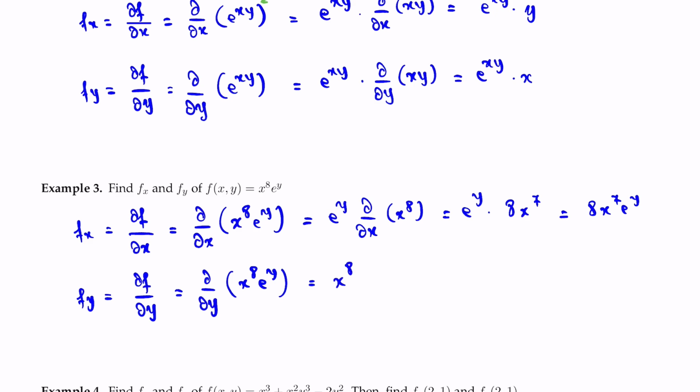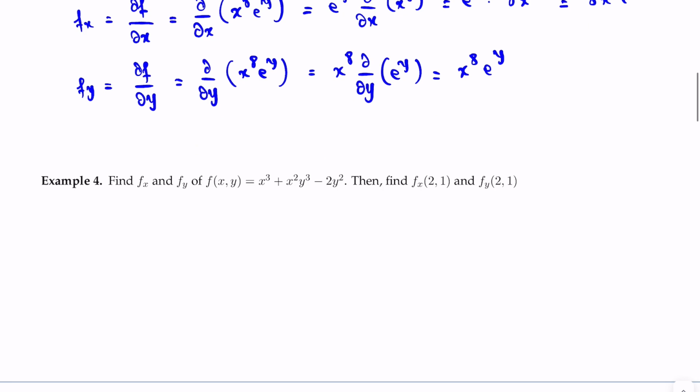That is x to the 8 times partial y of e to the y. So the partial derivative of e to the y with respect to y is just e to the y. So you got x to the 8 times e to the y as the answer. Now moving on to example 4.